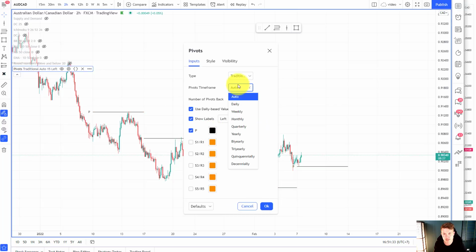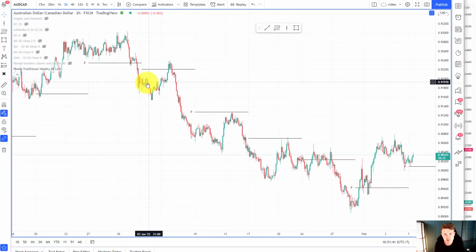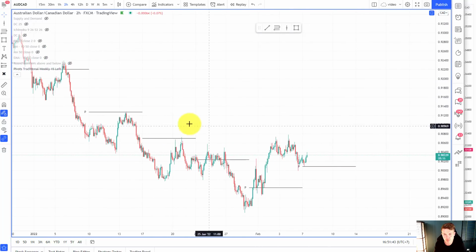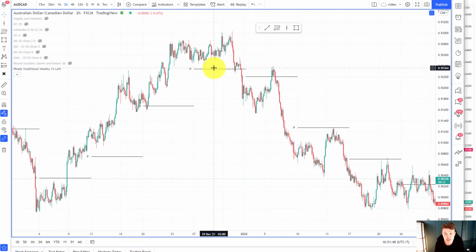And what I do is I use the weekly. And then you can see we have our weekly pivot points. The rest you can just leave as it is. And now you can see this resembles the weekly pivot points. Every week you get a new pivot point, and you can start observing it. It's a very, very good, helpful indicator.